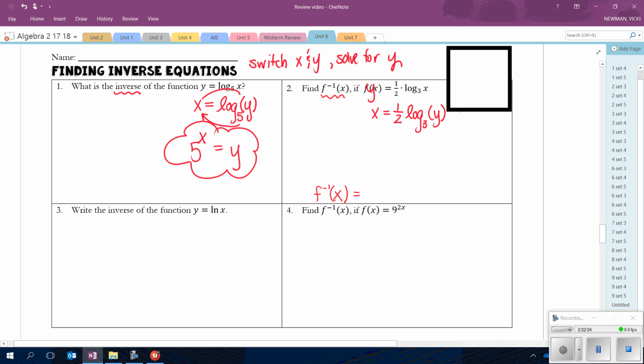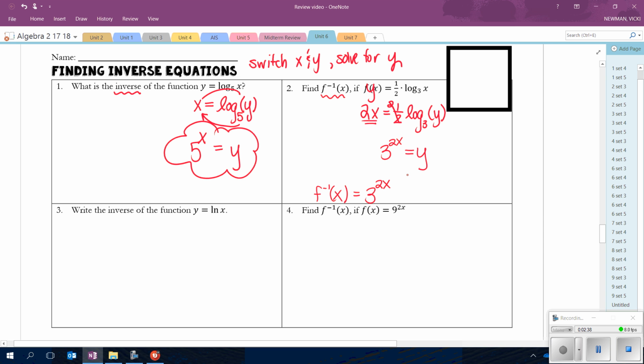Now in order to change the form, we've got to get the log by itself, so we have to get rid of the 1/2. I'm going to multiply both sides by 2, and then I'm going to change the form. The base is 3, the exponent is 2x, is equal to y. Now, don't forget, we wrote at the bottom to use the inverse notation. So f inverse is equal to 3 to the 2x.